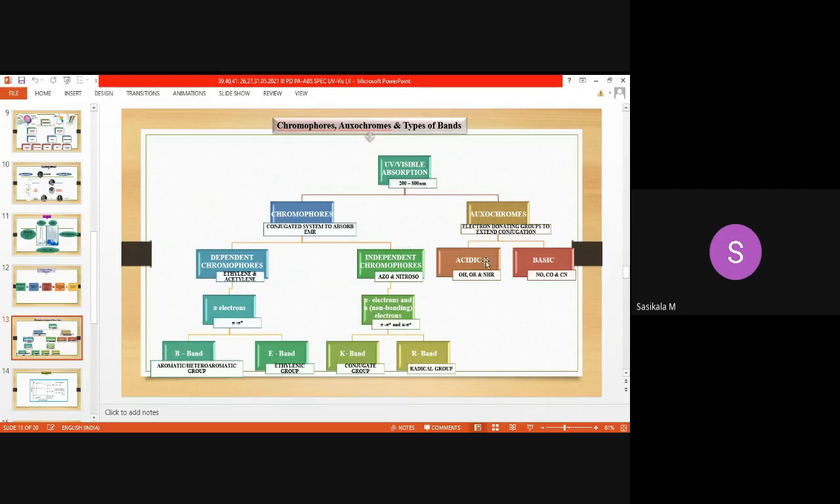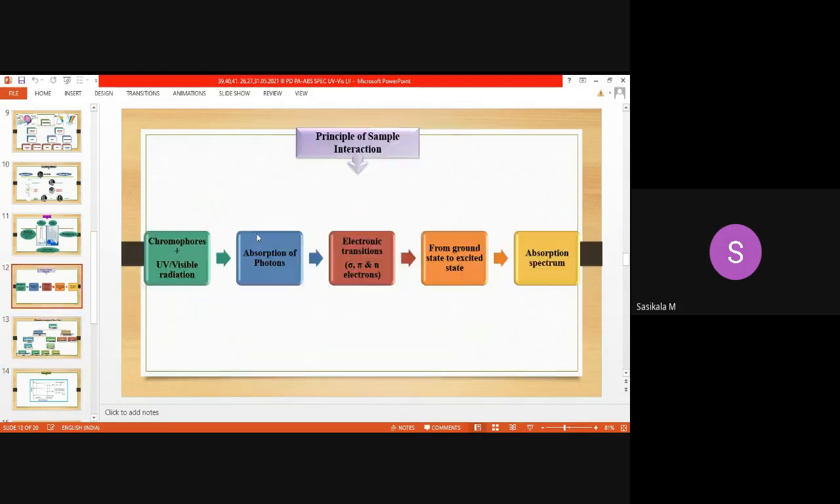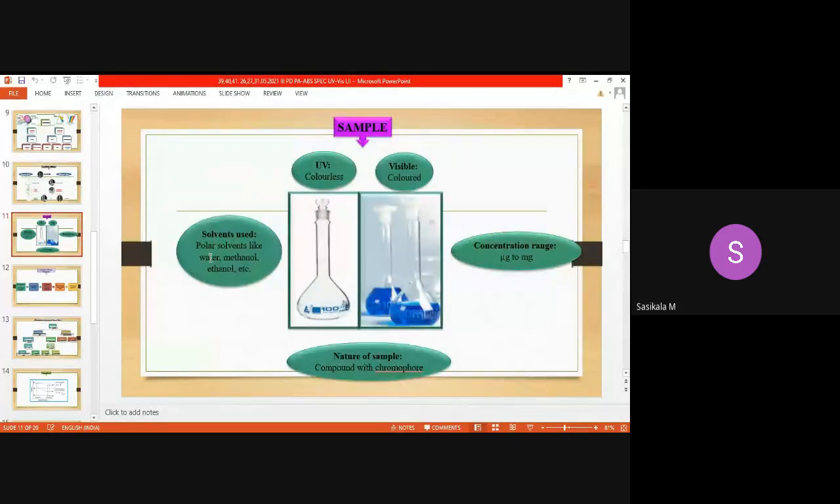That's what the auxochrome's contribution to the chromophore is. Clear, no? This concept: what are auxochromes and what are chromophores. Now let's see about solvent effects. What kind of solvents are we choosing, as we have discussed earlier? Polar solvents.